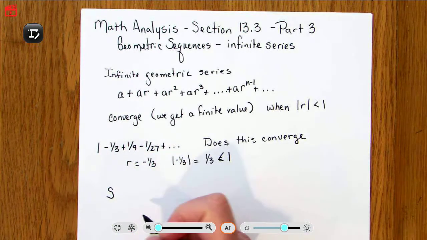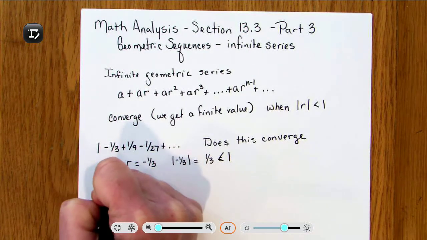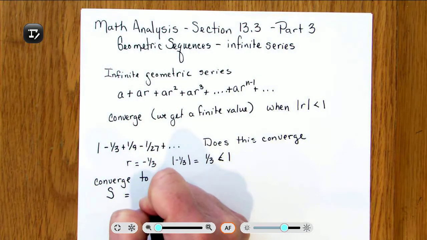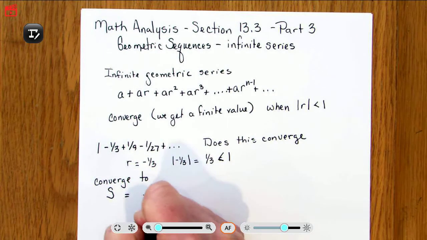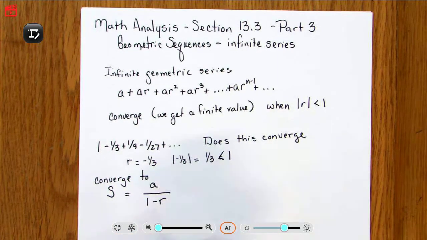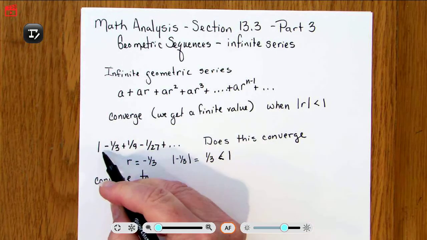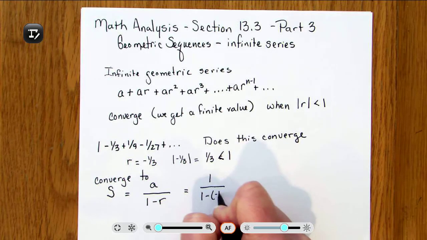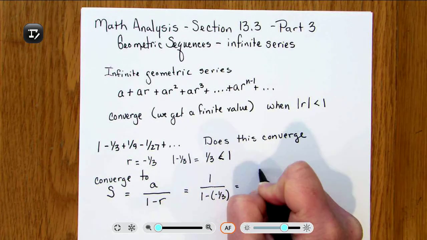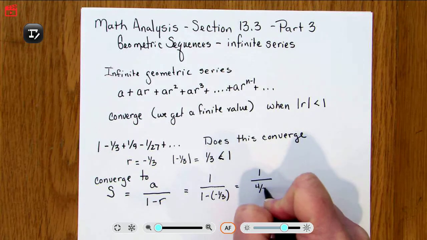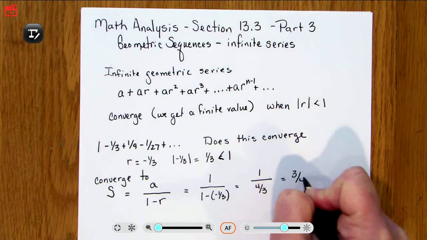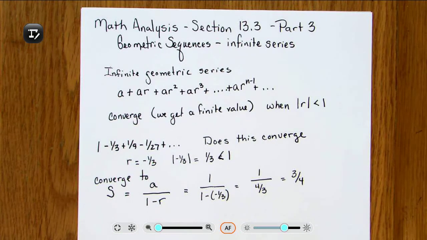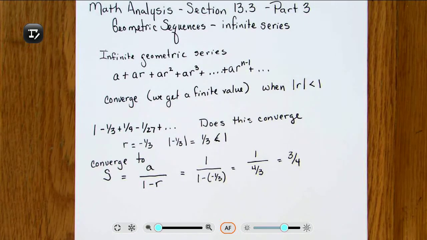Not only do we know that it converges, we also know what it converges to. So if this thing converges, it will converge to that first term over 1 minus r. So in this case, it would converge to 1 over 1 minus a negative 1/3, which is 1 over 4/3, which turns out to be 3/4. And if you started to add a bunch of those, you would see that it does actually get close to that.